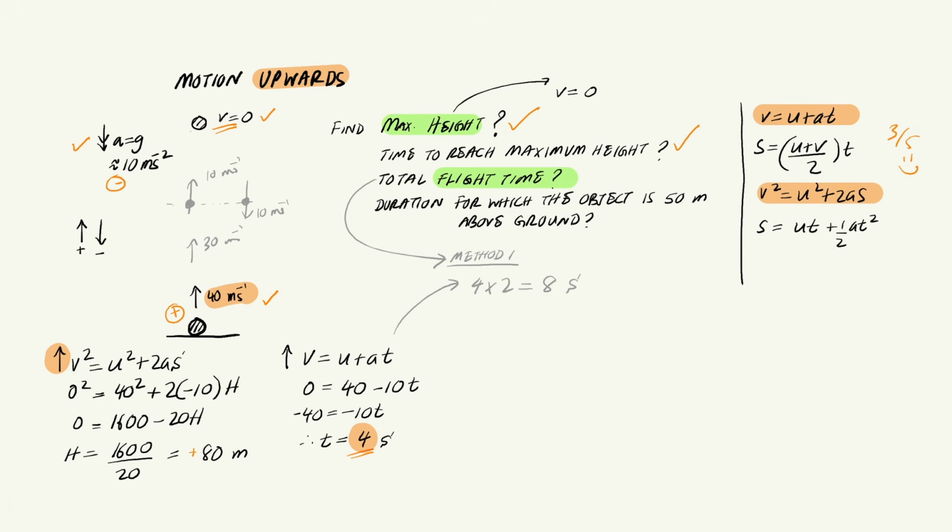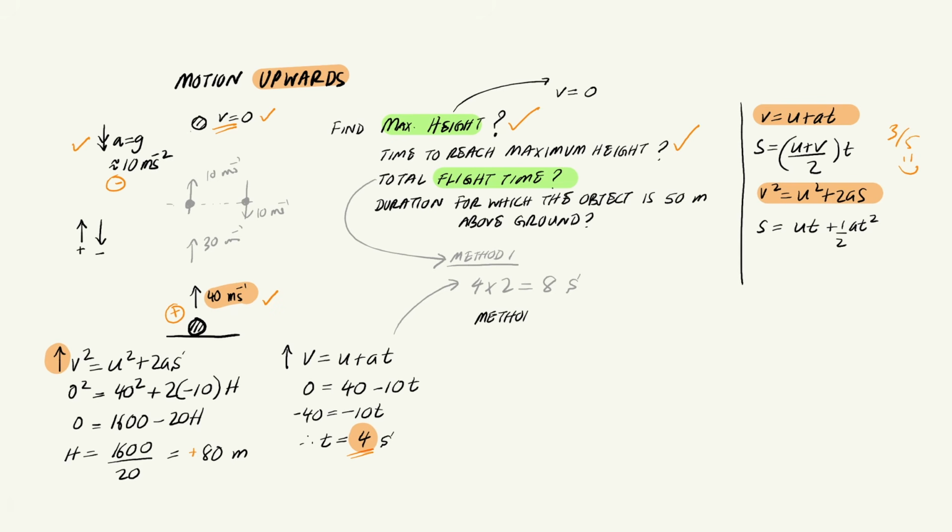But here's the catch. This only works when the object lands back at the exact same height it was launched from. If it lands somewhere higher or lower than its starting point, this shortcut breaks down completely, and you cannot simply double your time to maximum height.